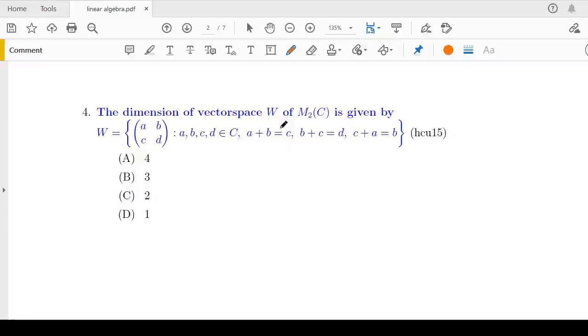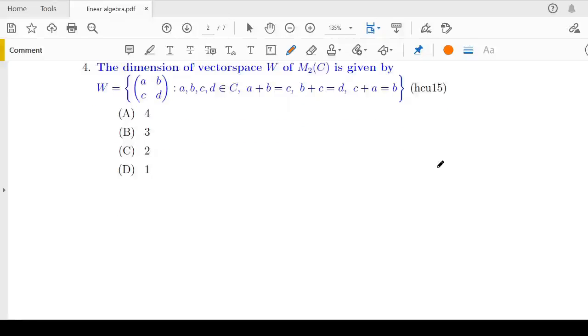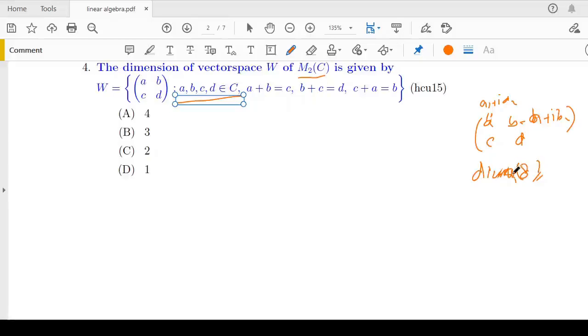The dimension of the vector space W of M2 of complex numbers is given by W equal to the matrices (A, B, C, D) such that A, B, C, D belong to C, and A plus B equals C, and B plus C equals D, and C plus A is equal to B. Therefore, first of all, we know that the dimension of M2 of C, since the elements of the matrices are complex numbers, where A is equal to A1 plus iA2 and B is equal to B1 plus iB2, is 8. Dimension of M2 of C equals 8.